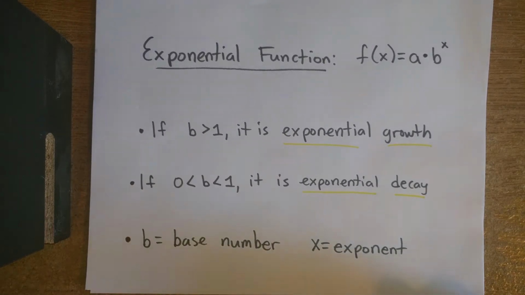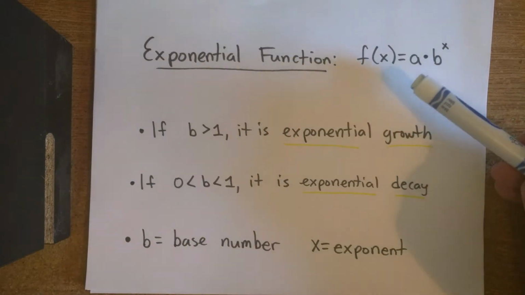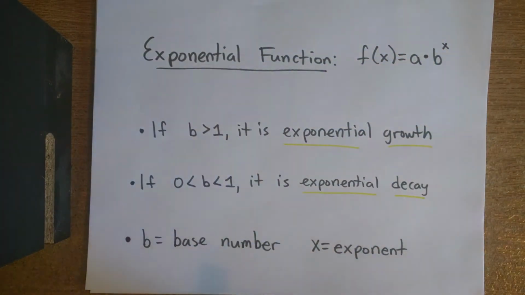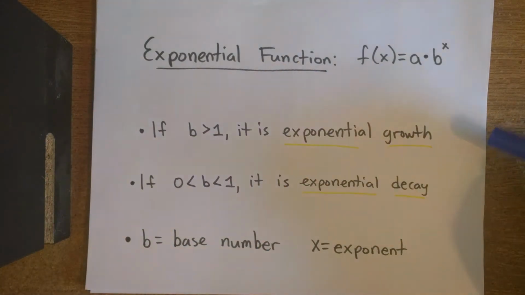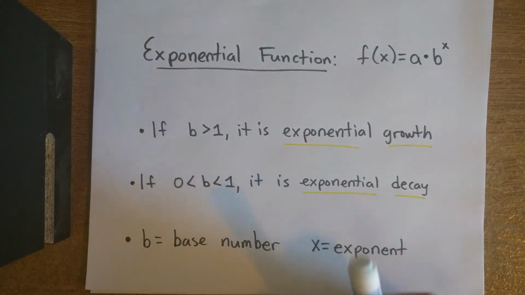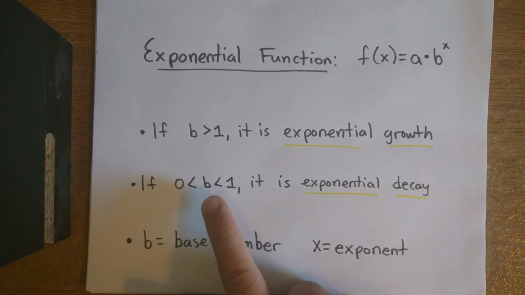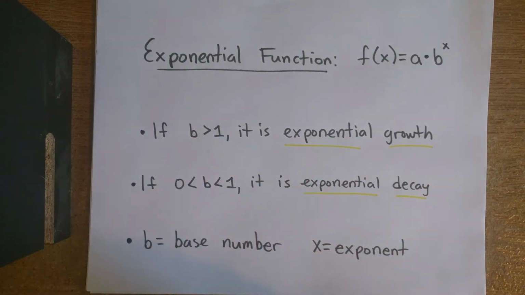Okay, so we have our exponential function, f of x equals a times b to the power of x. I have right here, if b is greater than 1, this is an exponential growth function. And right here it says if b is between 0 and 1, which means that b is some decimal number that's less than 1, such as 0.5, it's an exponential decay function.